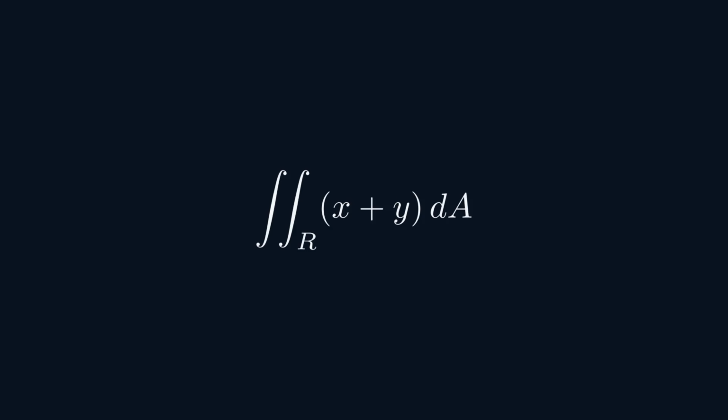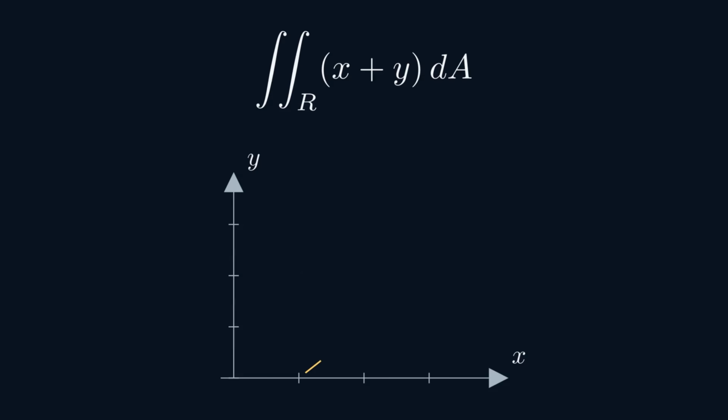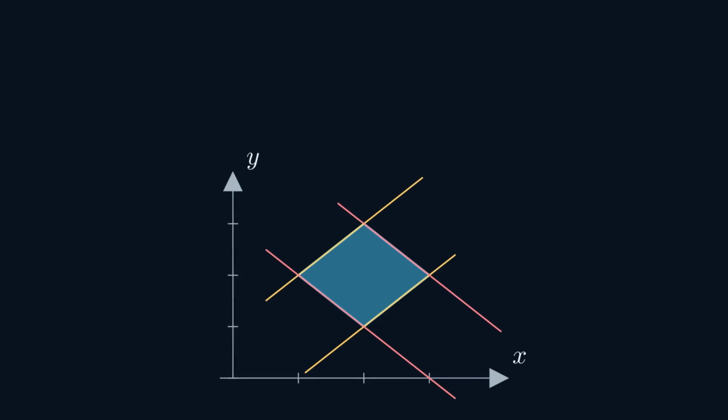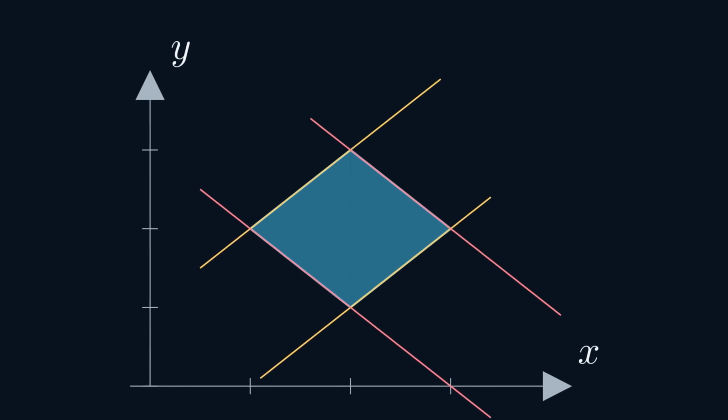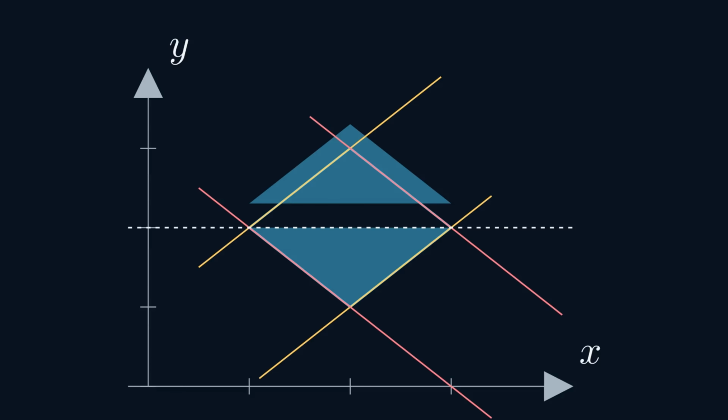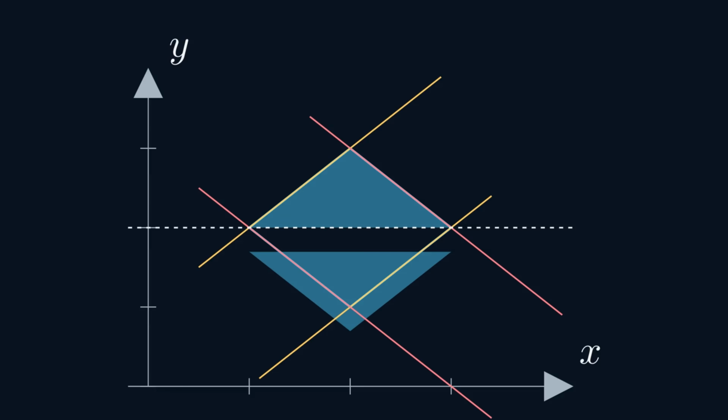Take the double integral of x plus y over the region R, where R is the region bounded by these four lines. In order to do this integral without any fancy tricks, we would need to split it, either splitting it vertically and having one double integral for the left side and one for the right side, or splitting it horizontally and having one double integral for the top half and one for the bottom half.